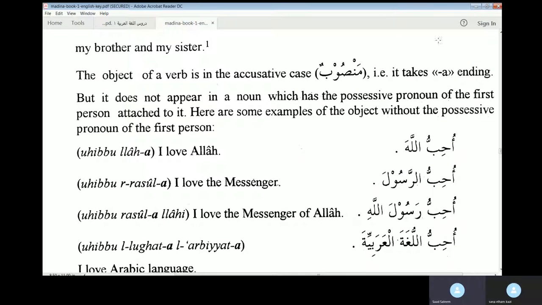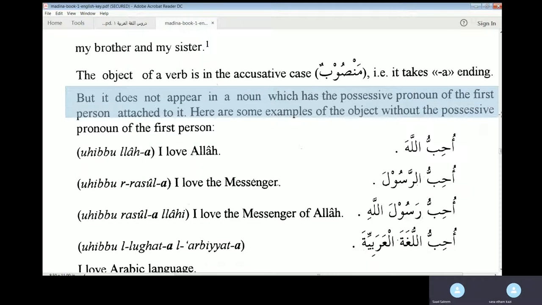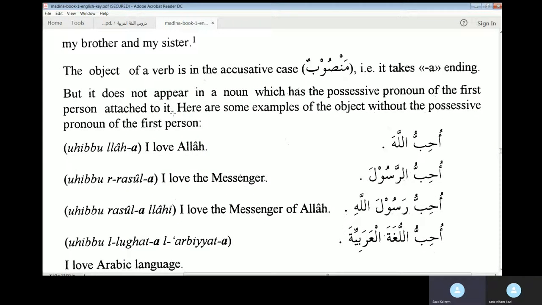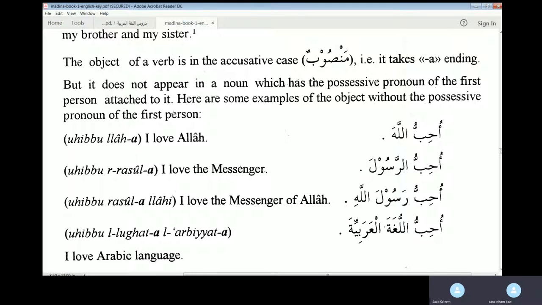So same thing here. It takes this, but it does not appear in a noun which has a possessive pronoun of the first person attached to it. So this thing is written in this paragraph. There is no need for ana here. That's why we are not using it here.